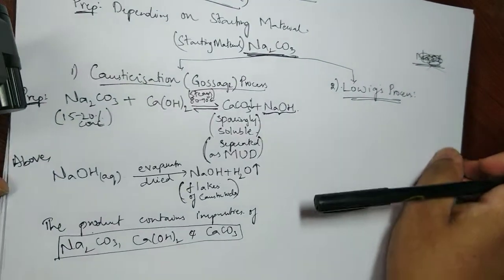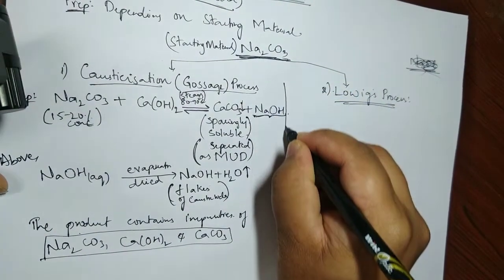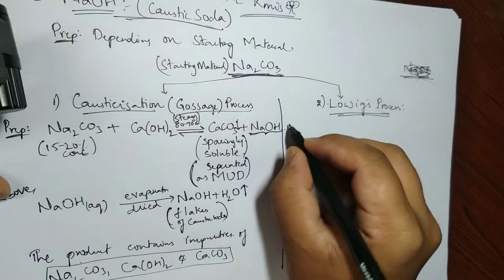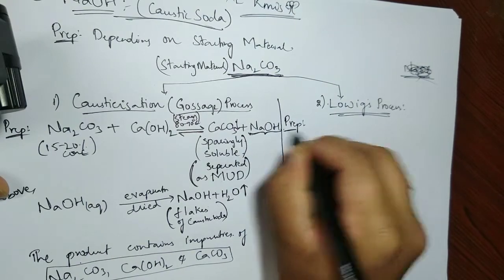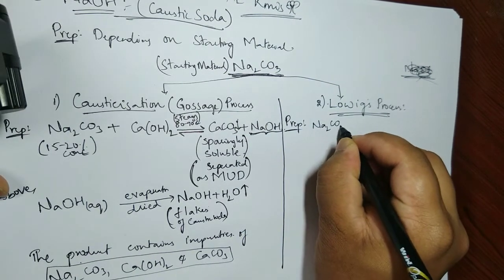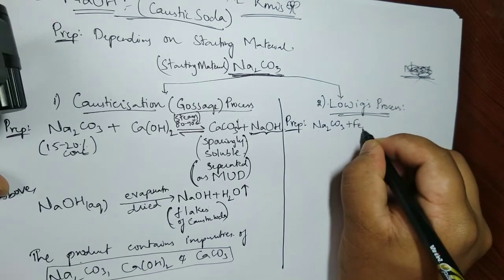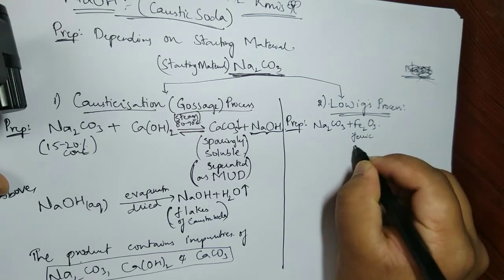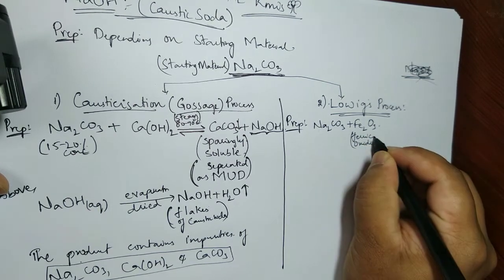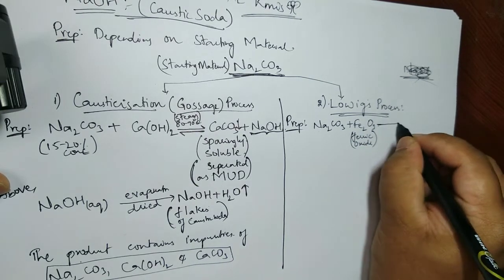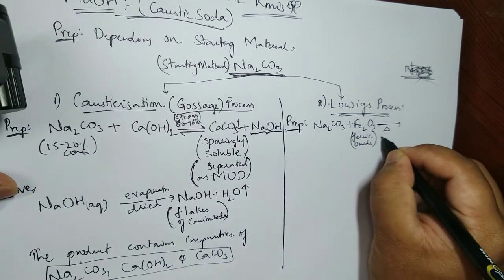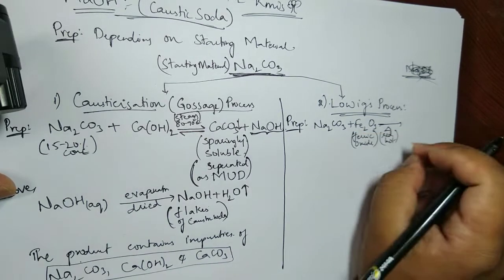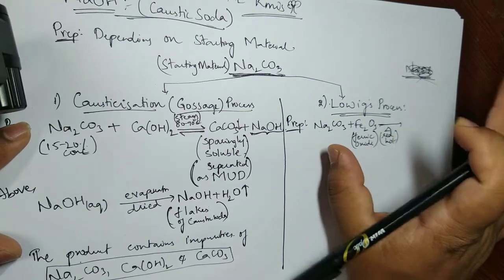So that's about the Gaussian process. Now with respect to the Loewig process, same thing, but our starting material is Na2CO3 and the other one is Fe2O3, ferric oxide. On treating with ferric oxide, this also should be heated, in fact red hot. The substance should be heated in such a way that it is very much red hot.